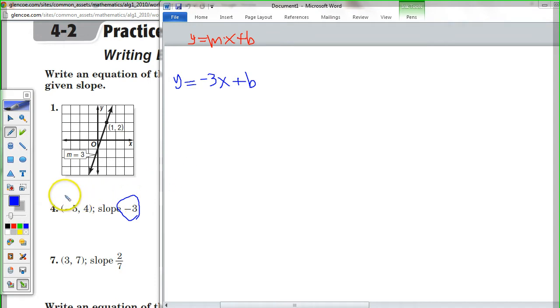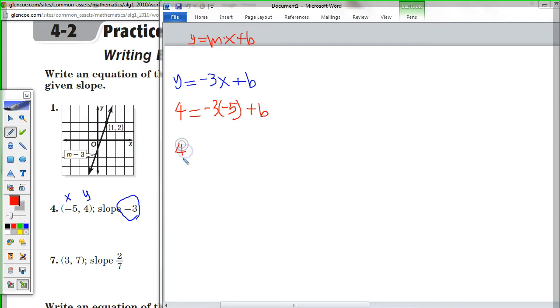This -5 and 4, you can say it's an x and a y. It goes through -5, 4. So x is -5, y is 4. So instead of my x and y, I'm going to substitute my y with 4 and my x with -5. Remember, when there's a variable next to a number, that means multiply, so I put that -5 in parentheses because I know that's going to be multiplied, plus b.